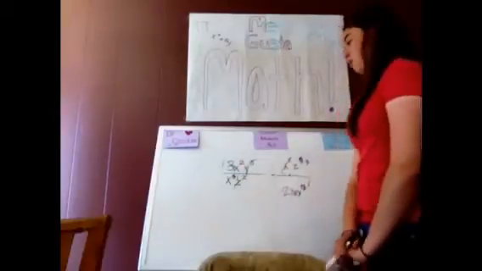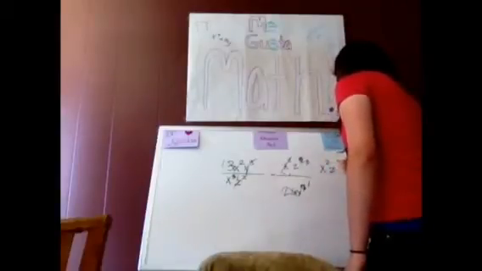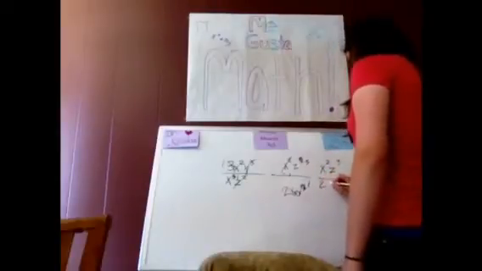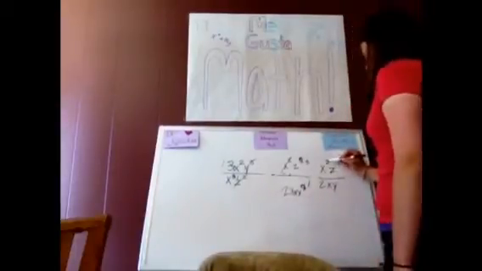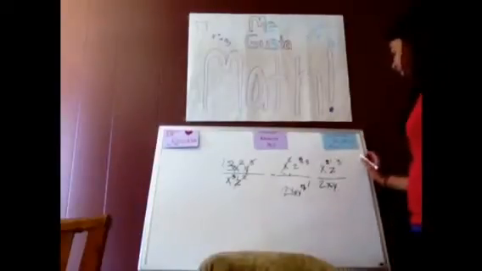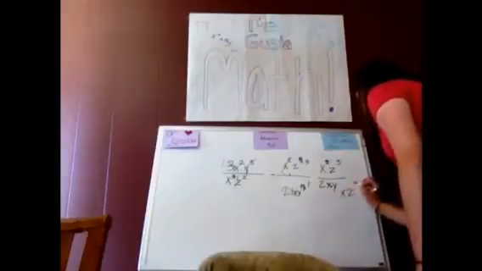To get our final answer, we'll multiply across. We have x squared times z to the third over 2 times x, y. Now we can cancel x squared and x. We change this to a 1, and we cancel out the x. And now our final answer is x z to the third over 2y.